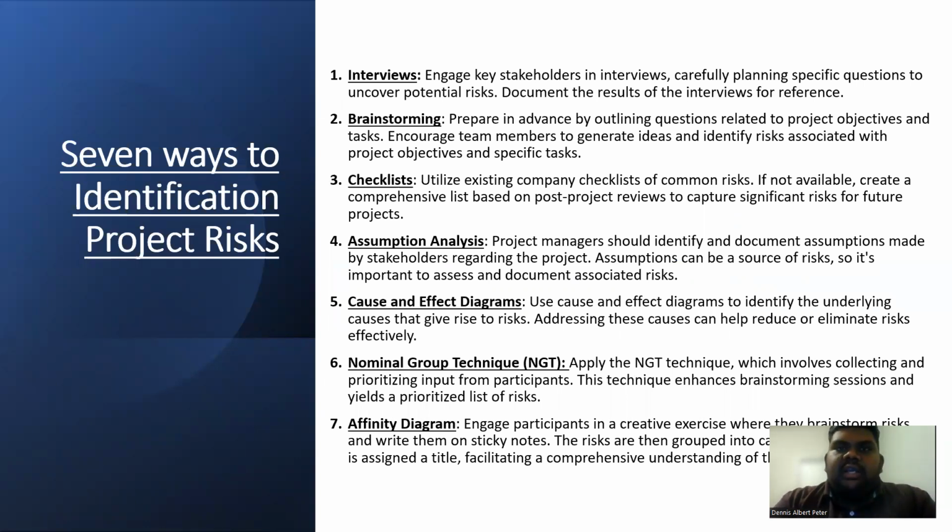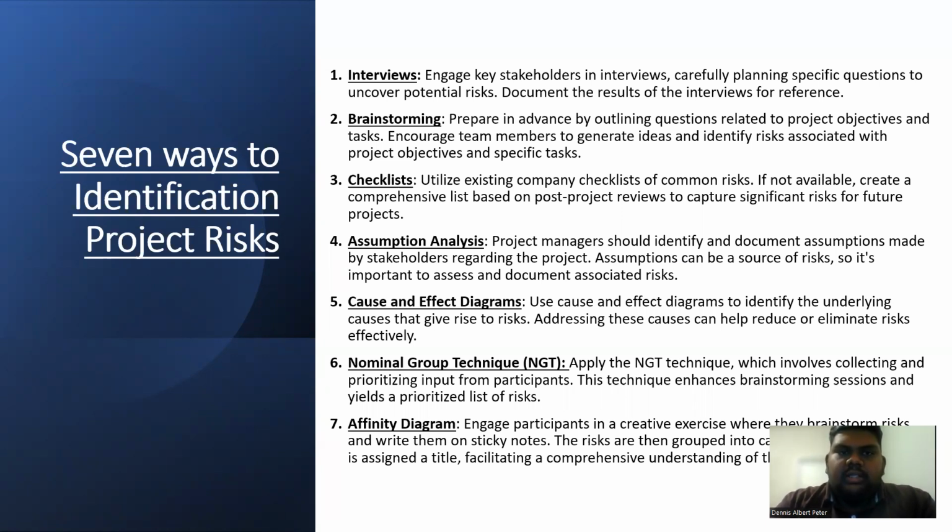So coming to the 7 ways, how can you identify risk? The first way is interview discussion, similar to brainstorming. You discuss with all people and interview them and discuss the potential risks. Then we can jot down the points and work on it.